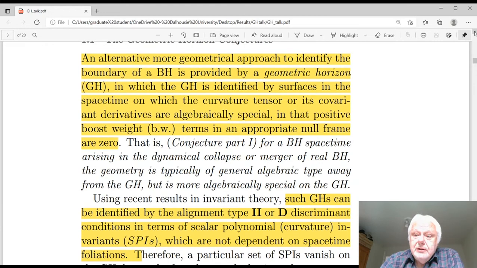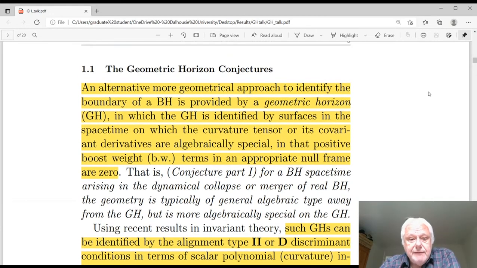So what I've been concerned with for some time is to try and have a more geometrical approach to this problem. And together with some colleagues, I've defined a notion of something called a geometric horizon, in which the horizon is defined by the fact that the curvature tensor or its covariant derivatives are algebraically special on these surfaces. This is a purely geometrical concept, and these surfaces can be determined by curvature invariants. So this is, if you like, an alternative way to look at the problem.